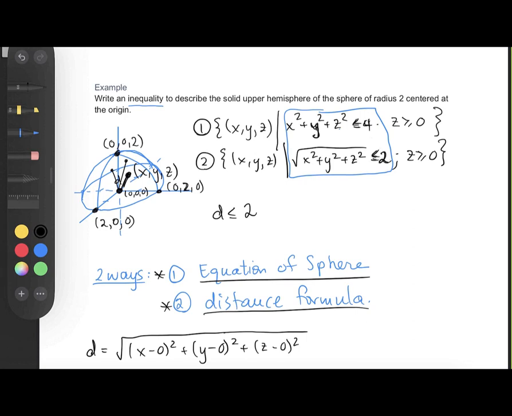We just approached it from two different perspectives, the sphere and the distance formula. There are ways to get there from here, but that's not what I did. I did not take the square root of both sides.